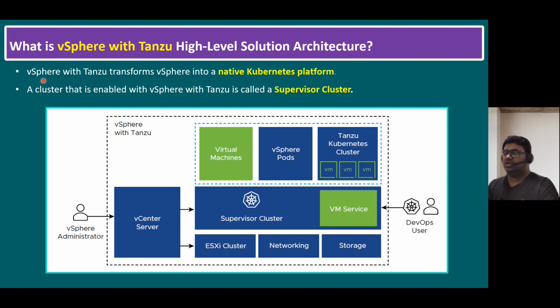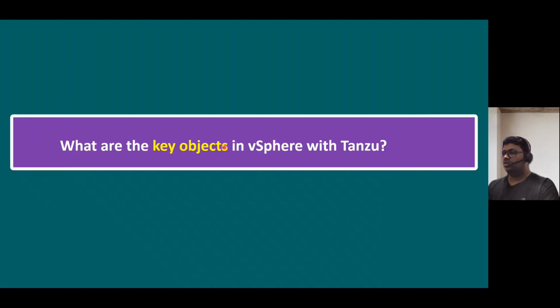So let's understand the description. vSphere with Tanzu transforms vSphere into a native Kubernetes platform, and a cluster that is enabled with vSphere with Tanzu is called a supervisor cluster. Now let's understand the key objects we discussed in our architecture, which we also consider the vSphere with Tanzu key objects. Let's understand the key objects in a systematic way. So what are the key objects in vSphere with Tanzu?